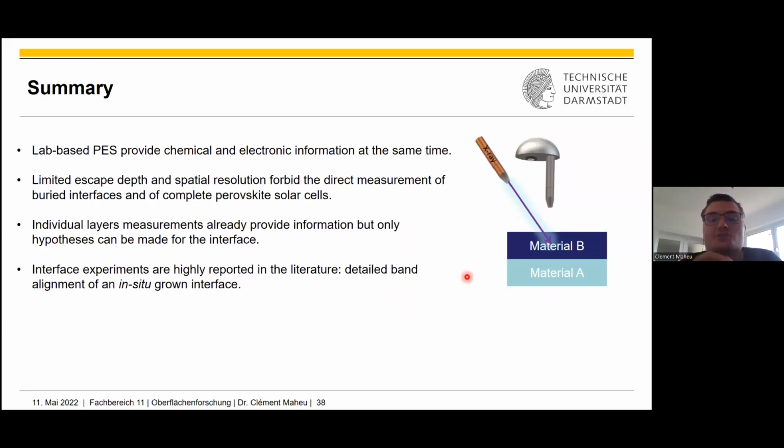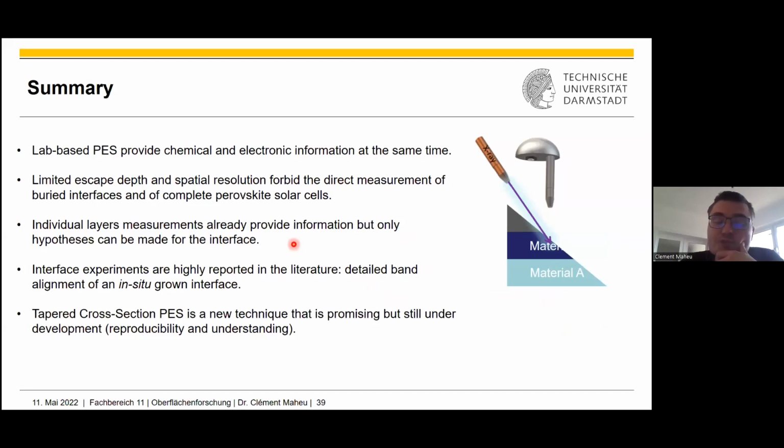And to overcome that, you can do an interface experiment, which is already widely reported, but you also have some limitations to the material you can analyze and what you can say about it. And the third one, which is newer, maybe promising, but also still under development, is the tapered cross-section photoelectron spectroscopy, where you need to improve a bit the reproducibility and the understanding of the physics behind it.